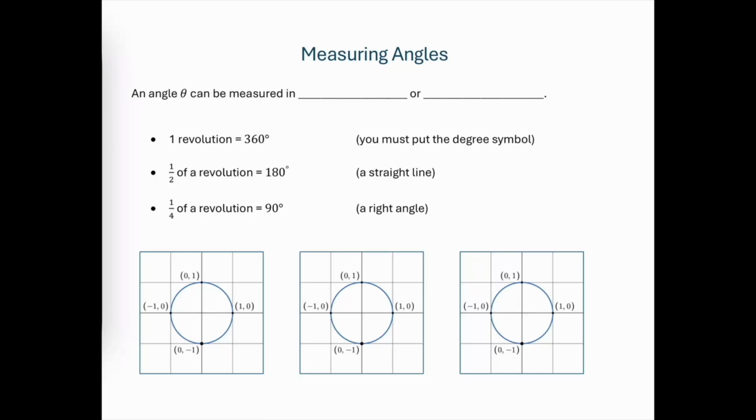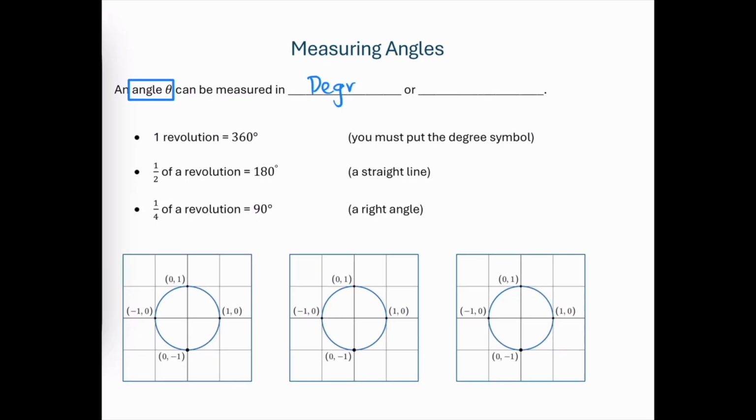When measuring an angle, and we'll call that angle theta, there are two main units that are used. In this video, we're going to be measuring the angles in degrees, but an angle can also be measured with the units that we call radians. In order to indicate that an angle is measured in degrees, we have to have a degree symbol on it. If no units are indicated, that implies that the angle is being measured in radians. So when we're measuring an angle in degrees, we must put the degree symbol.